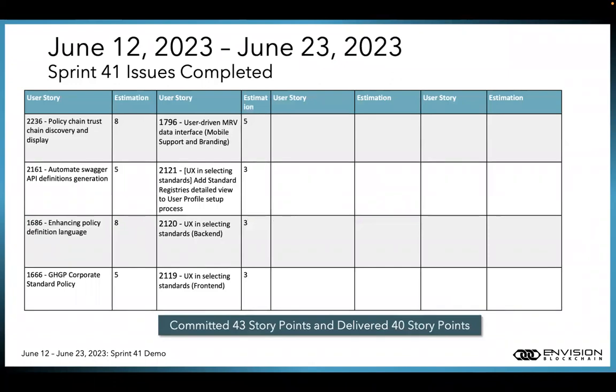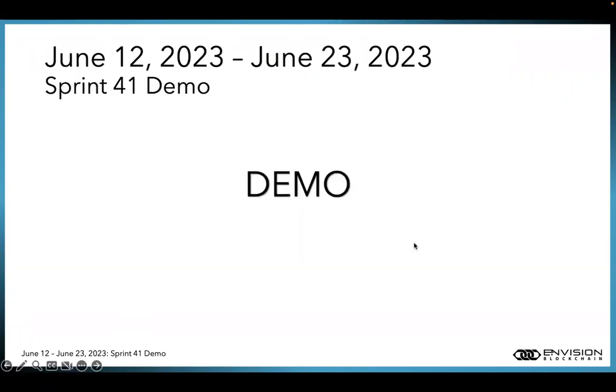So in Sprint 41, we committed to 43 story points and we delivered 40 story points, which includes 2236 policy trust chain discovery and display, 86 enhancing policy definition language, 1796 user-driven MRV data interface, 2121 add standard registries detailed view to user profile setup process, and so on and so forth. Now let's look at the demo for Sprint 41.